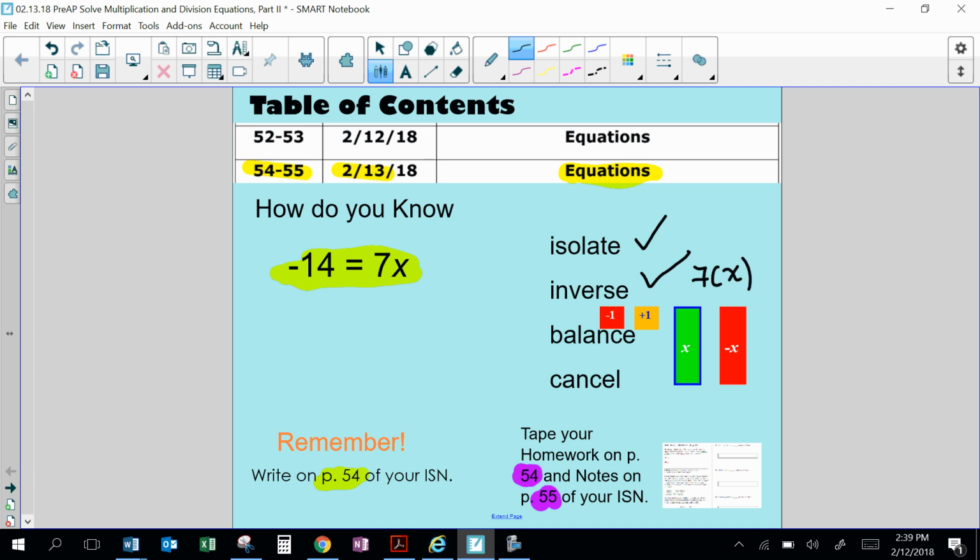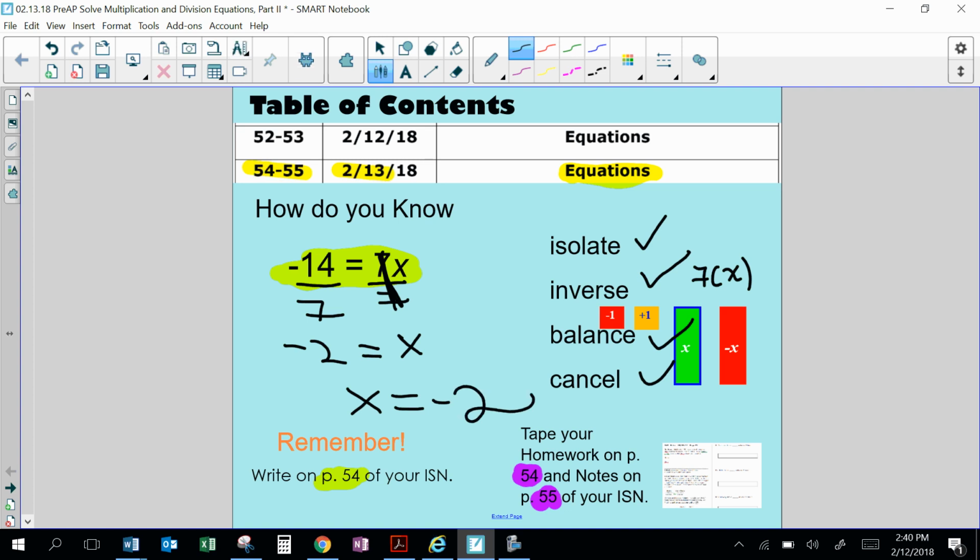We need to do the inverse of multiplying, which is dividing by 7. We balance it on both sides. Now we cancel because 7 divided by 7 is 1 whole. So x equals negative 14 divided into 7 groups, which is negative 2, or x equals negative 2.